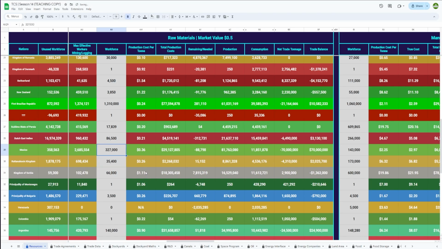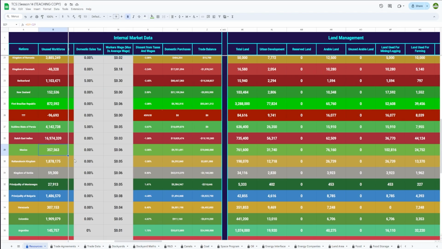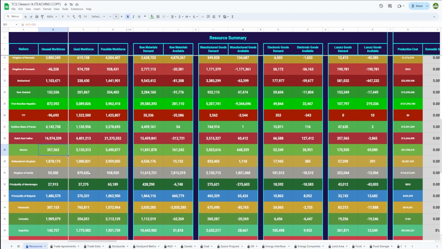So let's go for 327, 328 should do it. There we are. Now we've got a surplus of around 167k. That's pretty reasonable, and we have a decent amount of unused workforce to put into it in the future. That's basically the gist of this tab.